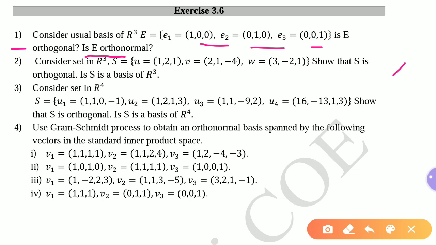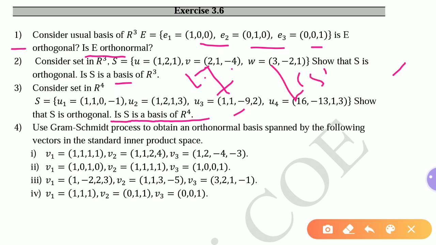The second example is quite similar. The third also is quite similar. In the third, one more thing we need to check: is S a basis of R3 here also. For checking basis, once you show that the set is orthogonal, from that you can claim that the set of orthogonal vectors is linearly independent. For a set of vectors to be a basis, it must be linearly independent and it must span the given space. So from orthogonality, you get one condition, that the set of vectors is linearly independent. Only you need to check whether it spans or not.